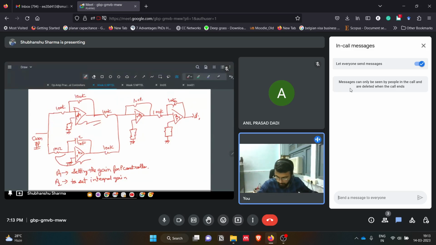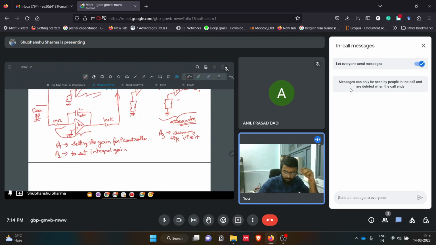Then it is being fed to A3. A3 is basically adding these two signals. We can say A3 is summing the two inputs, one from this and another from this. And then this is an attenuator which we are simply using. Based on the requirement, we can set the gain here. So again, to meet the requirements of the plant, we can use the attenuator accordingly.